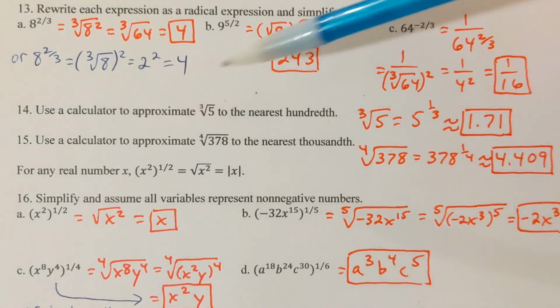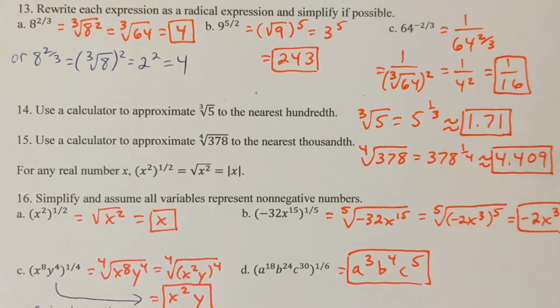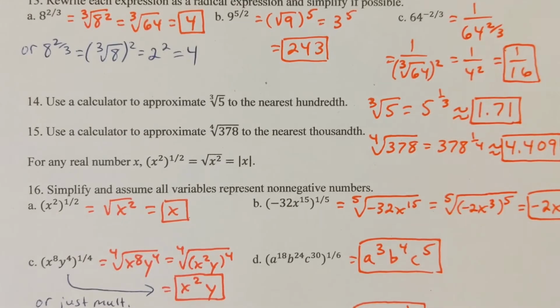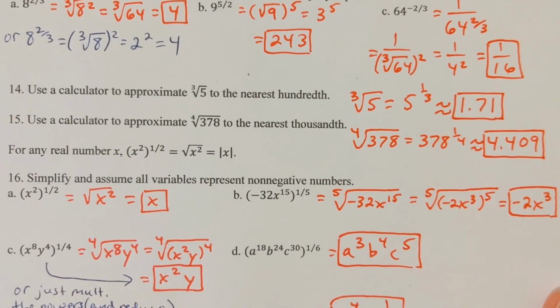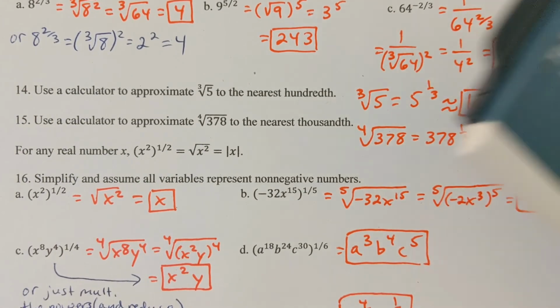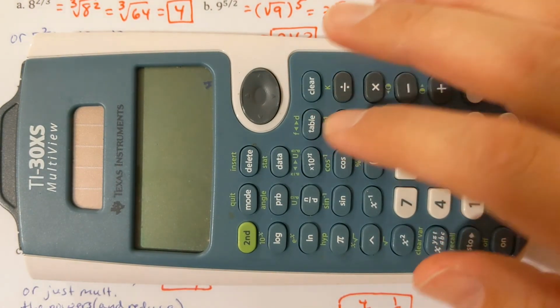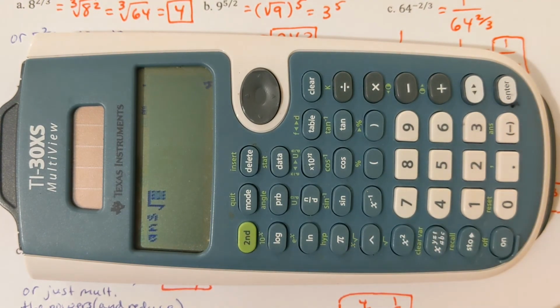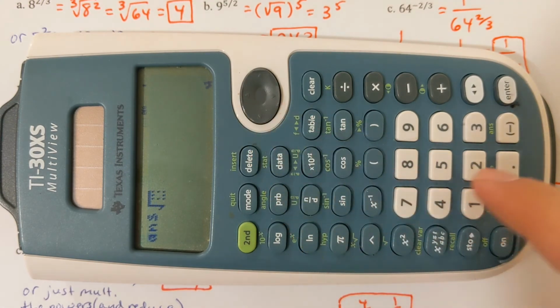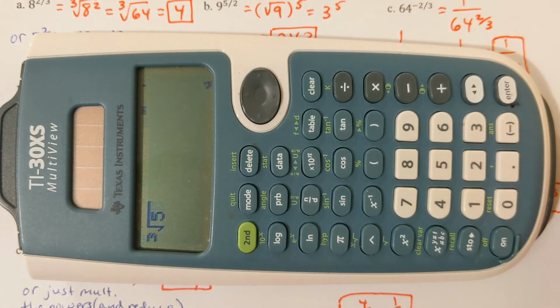Let's take a look at problems 14 and 15. Use a calculator to approximate the cube root of 5 to the nearest hundredth. We looked at how to work with square roots earlier. What if you have a cube root? I don't see a cube root button on my calculator. Some actually do have it. On this model, if you hit second and then the caret button, it sets you up with a form where you can enter an index. So I could type in the cube root of 5 and hit enter.